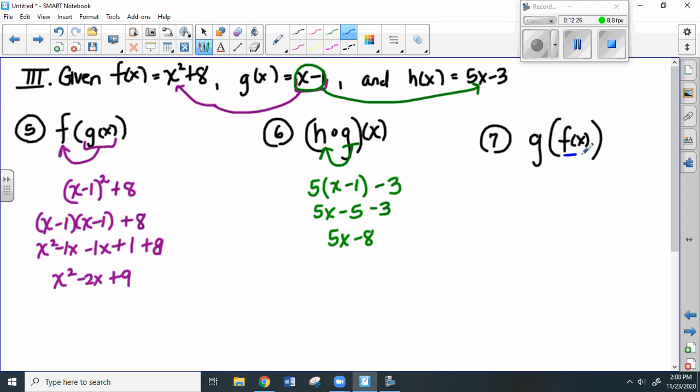Make sure you understand that this means you're going to take F of X and you're going to put it into G. So we're taking F of X and we're putting it into G in place of X. And then don't forget there's a minus 1 after the X. And then I combine like terms, and that one was pretty easy.